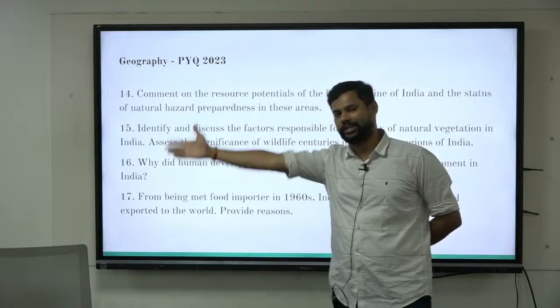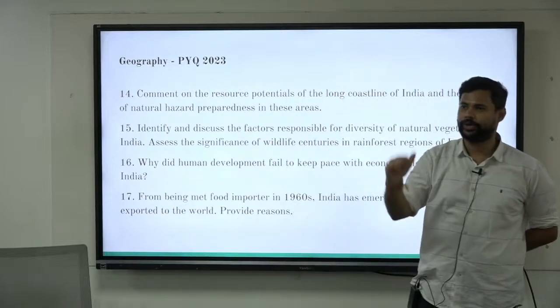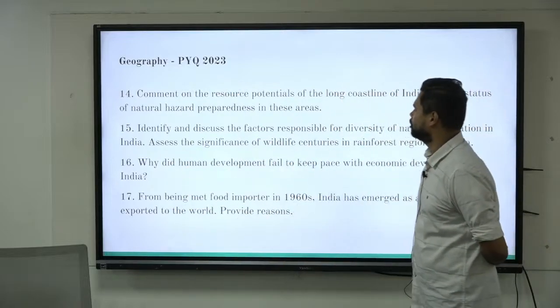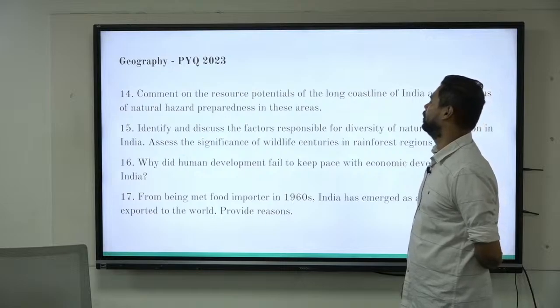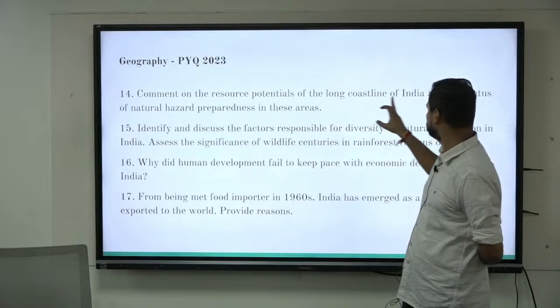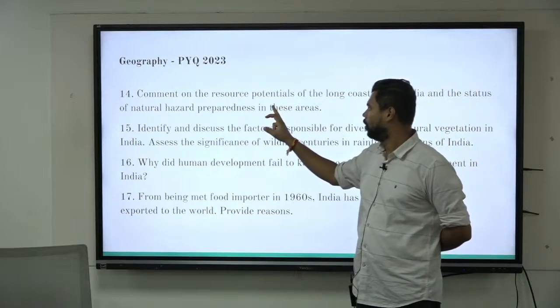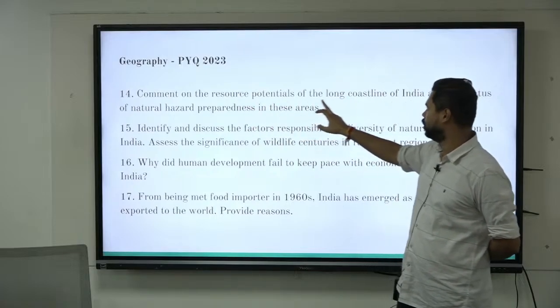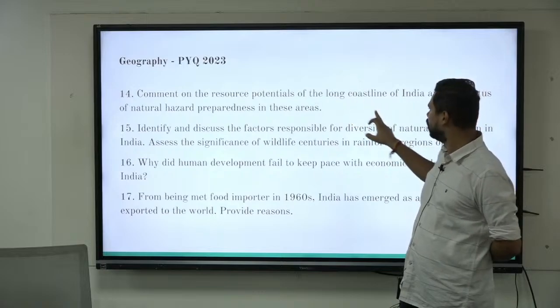At the end, you will realize what is the necessity of knowing this. I'll just tell you now only. See, comment on the resource potentials of the long coastline of India. Now, I'll remove the long coastline of India.